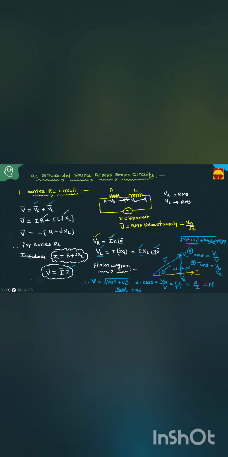S equal to I square into Z. Shall I write like this? I into Z into I. What is I into Z? It's V. So it's V into I, that is the product of voltage into current. This is called apparent power.